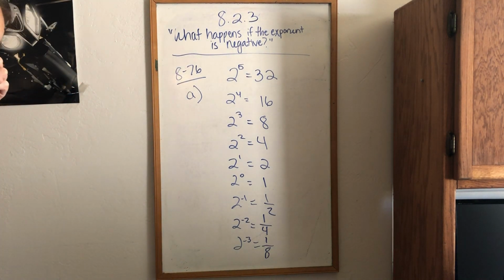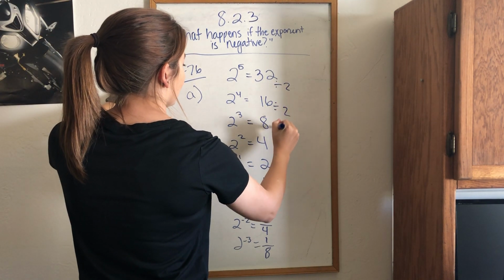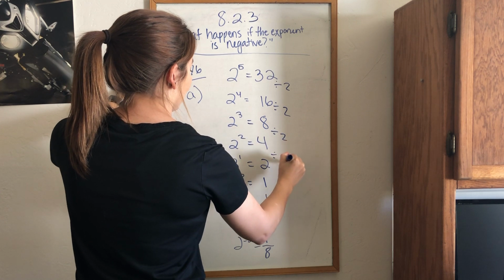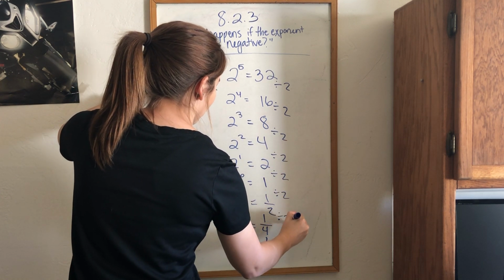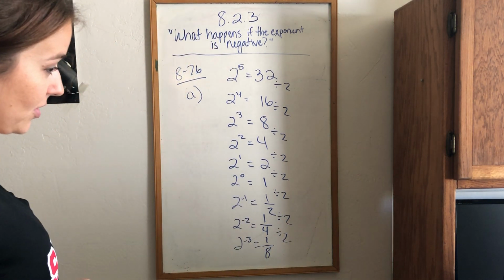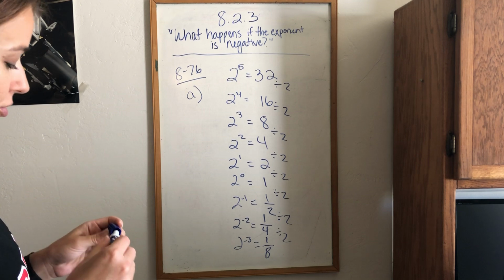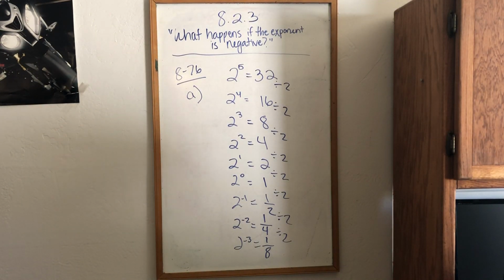It says, how are the values to the right of the equal sign changing? Well, every single time, we're dividing by 2. Is there a constant multiplier? Yes, it's 2. All right, let's look at 877.